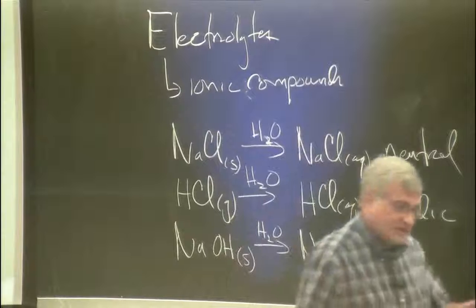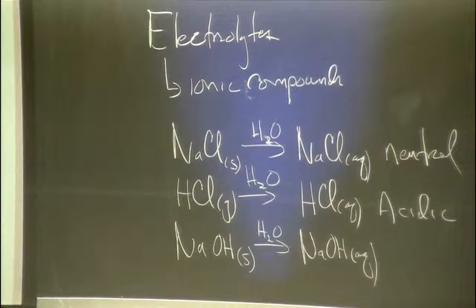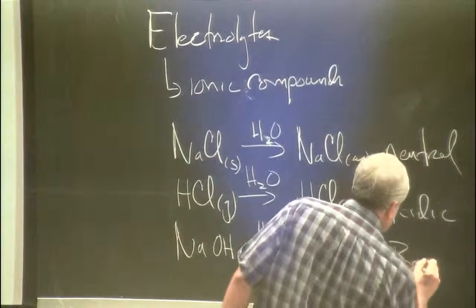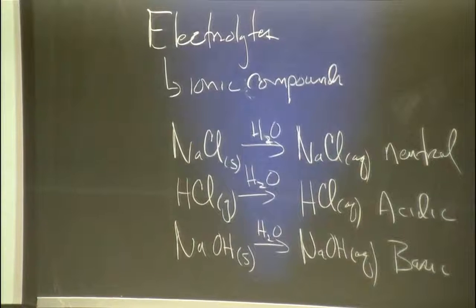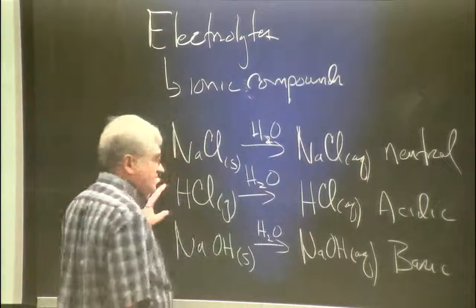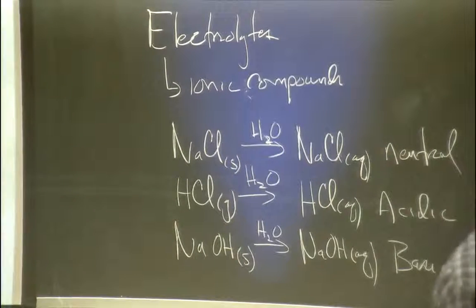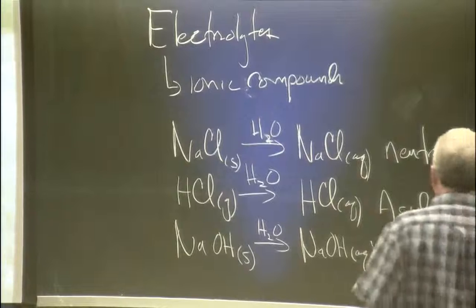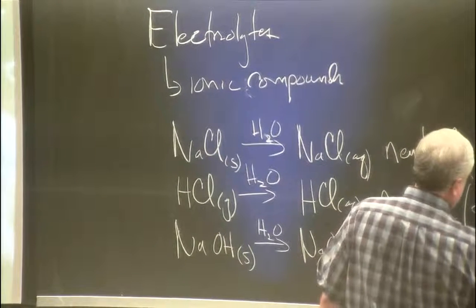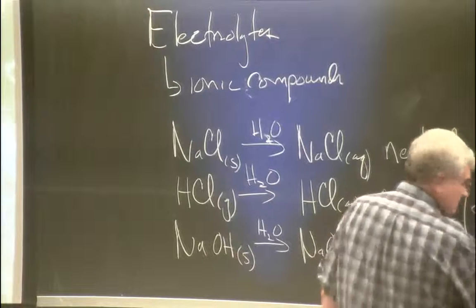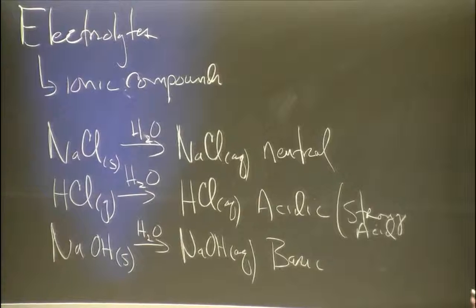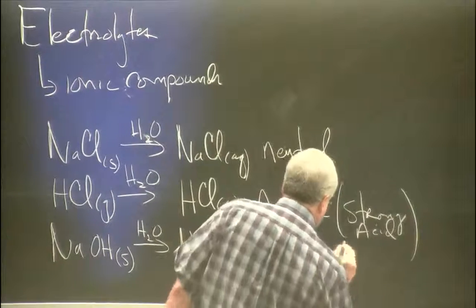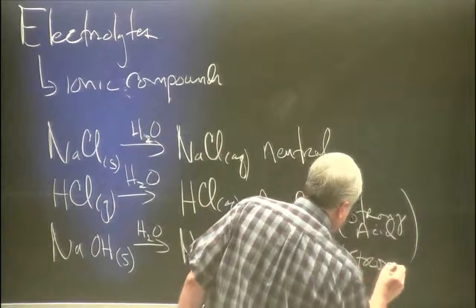Sodium hydroxide. Hydroxide is very basic. So right here, we have neutral, acidic, and basic. All right? Now the thing is, as far as electrolytes, we can have acidic, which we call strong acids. I'll put that right here. It's going to be a strong acid. And the sodium hydroxide we'll call a strong base.